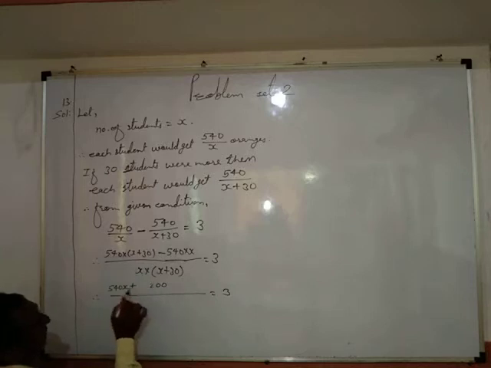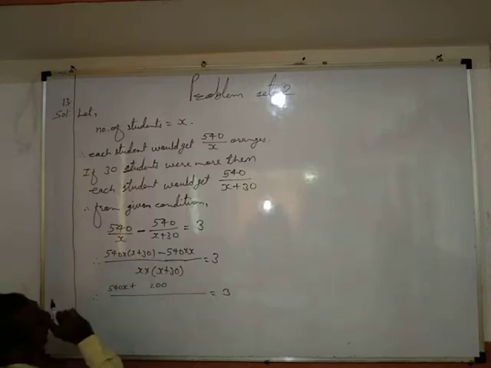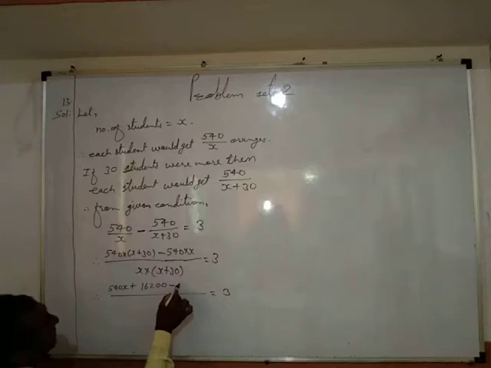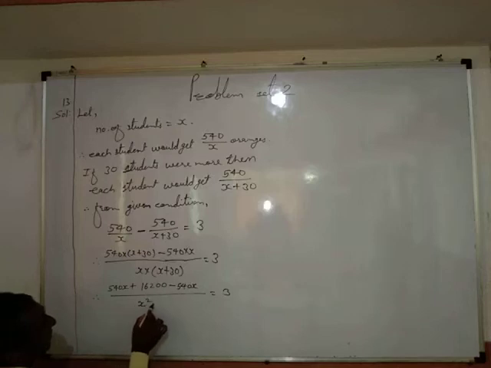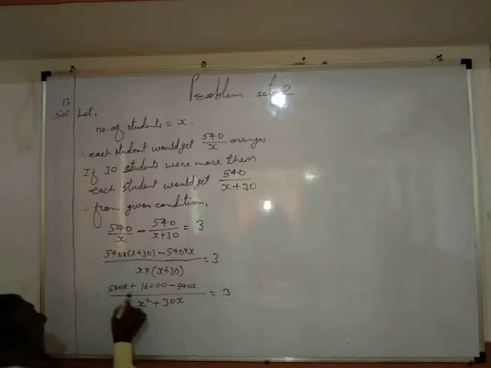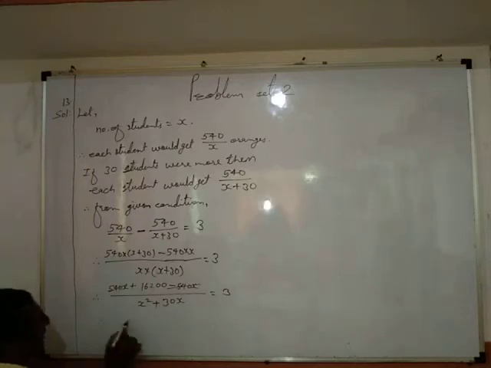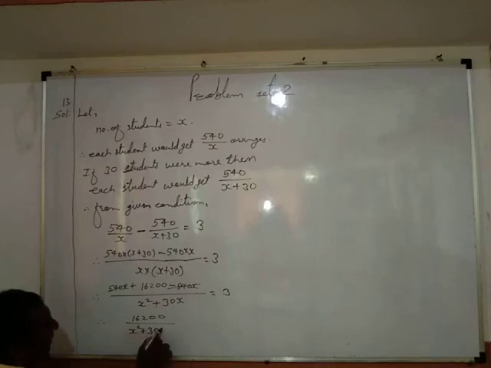3 4s are 12, carry is 1. 3 5s are 15, 15 and 1, 16. 16,200 minus 540x upon x into x gives us x square, plus x into 30 gives us 30x. Now 540x minus 540x will get cancelled, and therefore the equation will be like this: 16,200 upon x square plus 30x equal to 3.